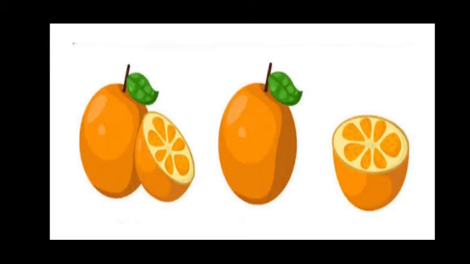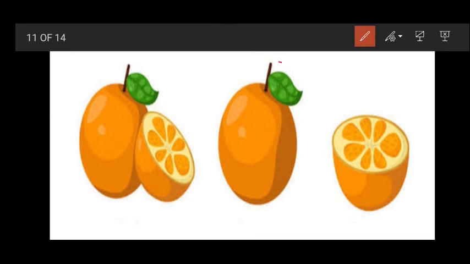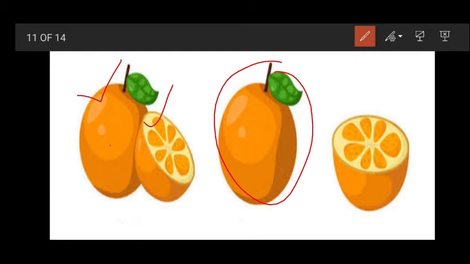Now we'll learn less than and least. See children, what is it? Yes, it is orange. We have oranges here. See children, if we consider the first orange as less, then what about the second one? In the second one it is still less than the first one. In the first one we have one orange and a half, but in the second one there is only one orange, so this is less than.